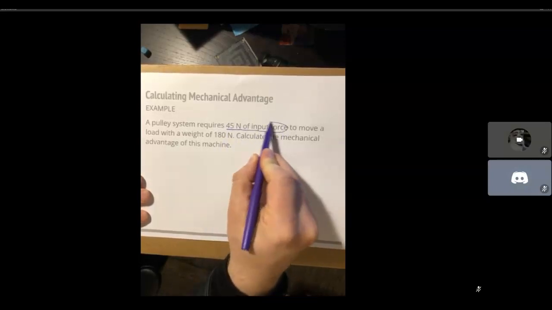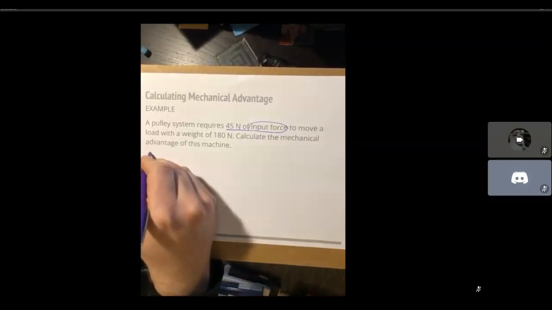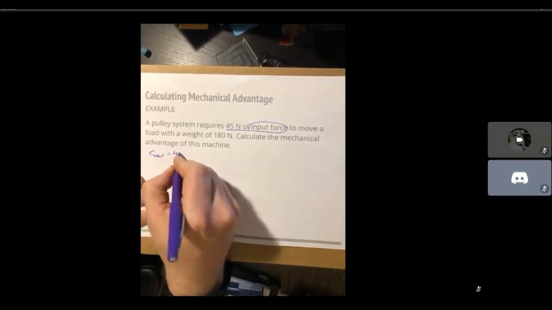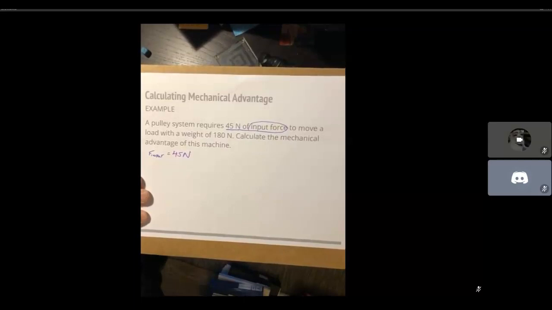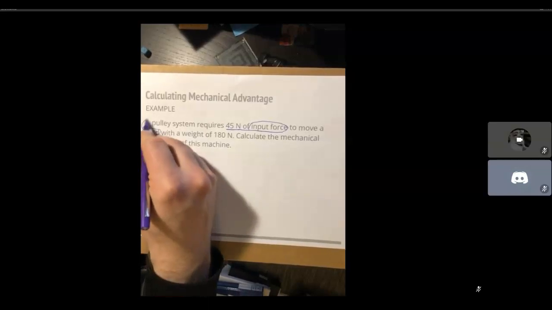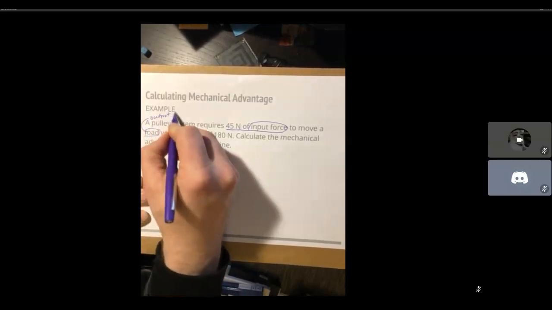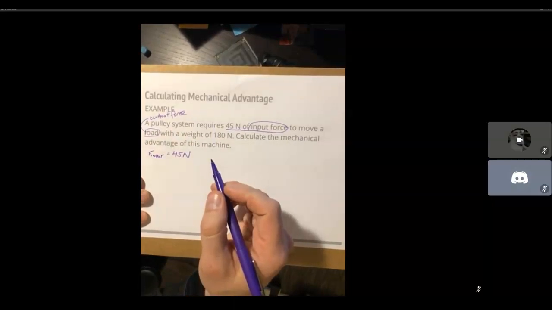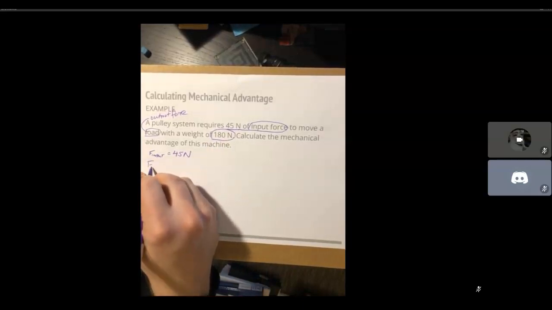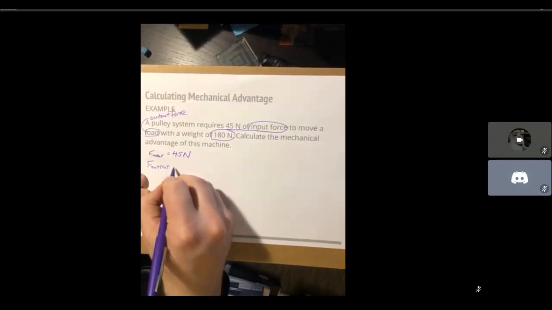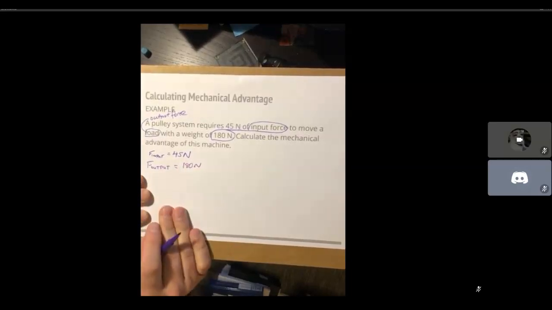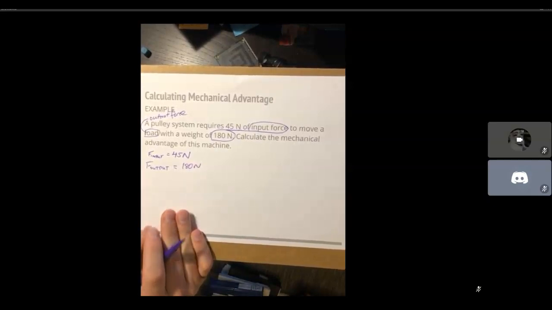Of input force. So that must mean our input force is 45 newtons. And then it says to move a load. Well, the load is always associated with output force. So if this is associated with output force, then this 180 newtons has to do with our output force. So our output force, 180 newtons. All right, so what we do now is we have to figure out what's the ratio.